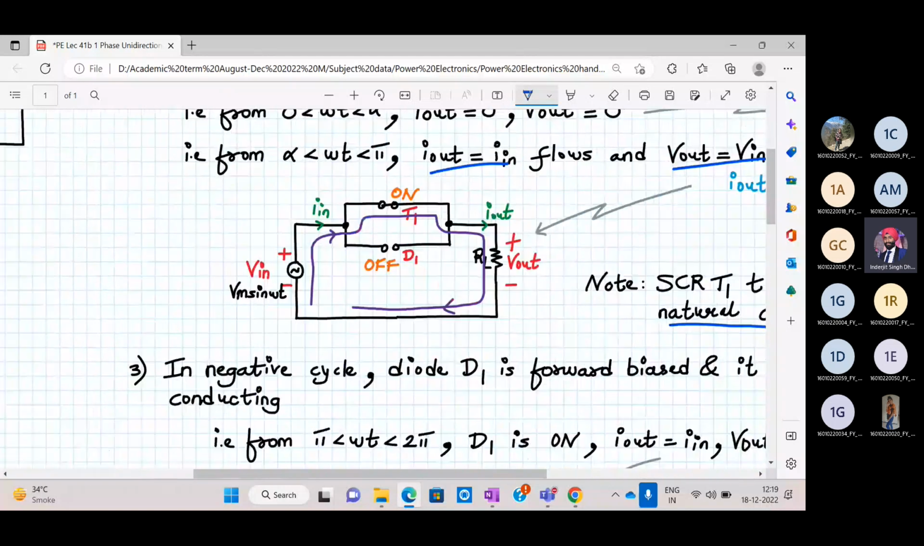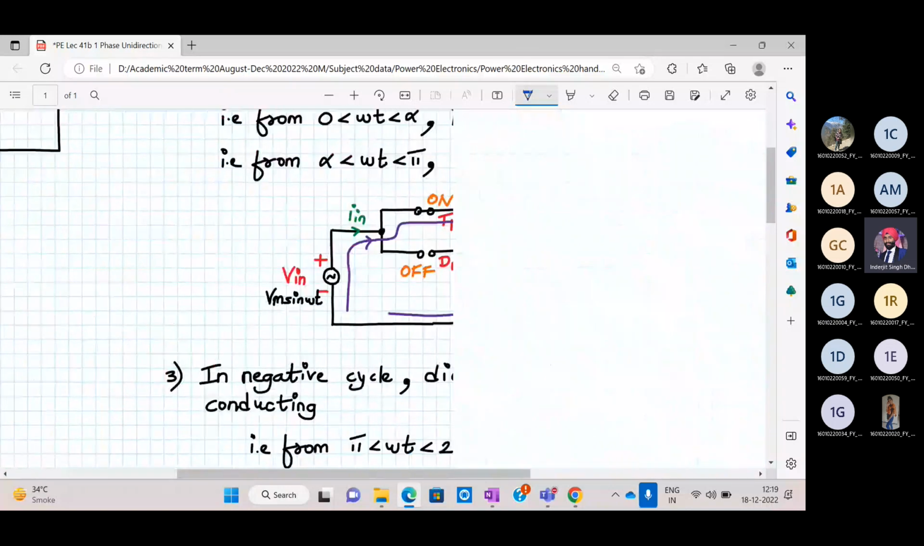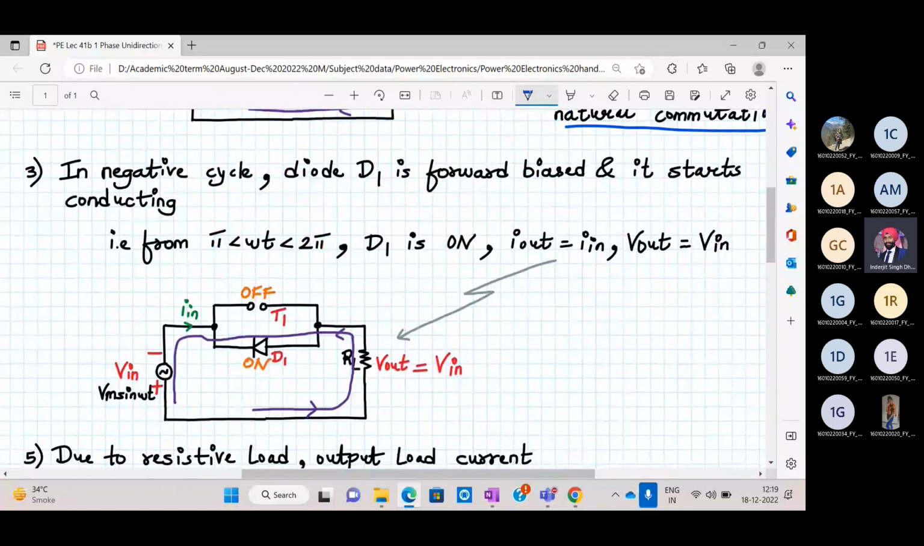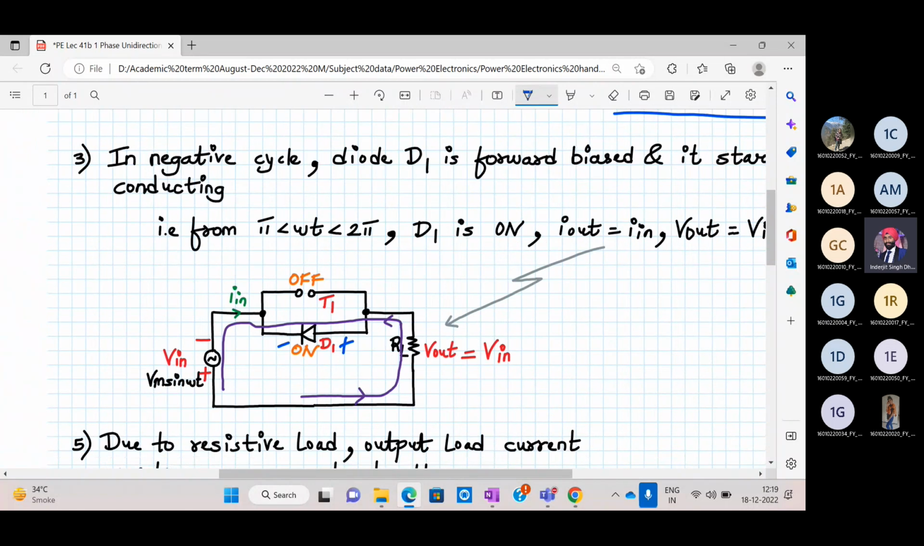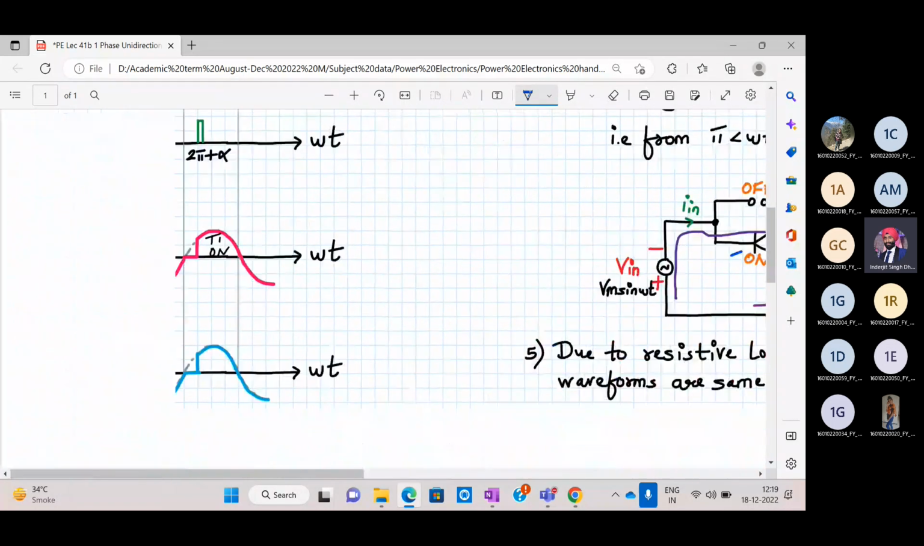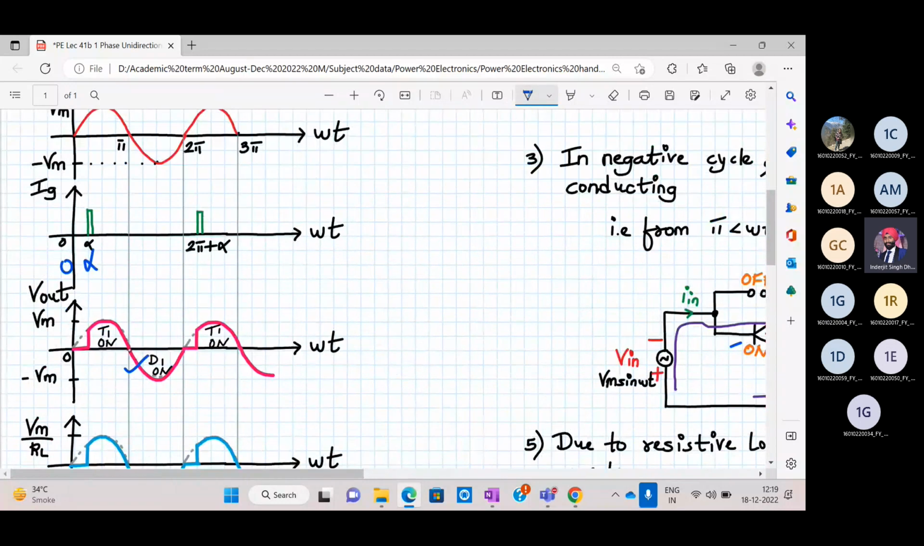Now, what happens in a negative half cycle? In a negative half cycle, D1 is forward biased. Okay, because this is positive, this is negative. So here the polarity comes like this. So it will forward bias the diode and it will start conducting. It will be on for the entire period from pi to 2 pi, right? So here I out and I in are both in the reverse direction. V out will be equal to V in, that is also in the reverse direction because we are talking about the negative half cycle. So in a negative half cycle, as you can see, there is no control at all. As soon as the diode turns on, the output will follow the input. All right. You can see the control over here in the case of the positive half cycle.